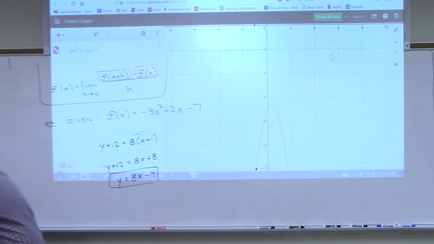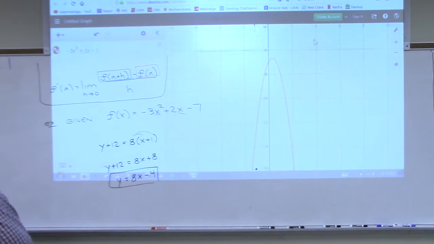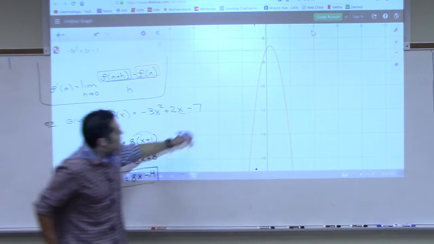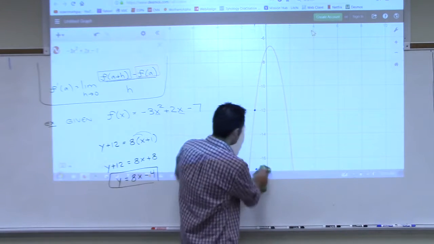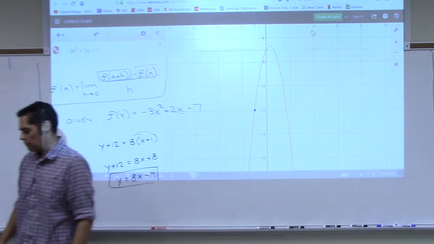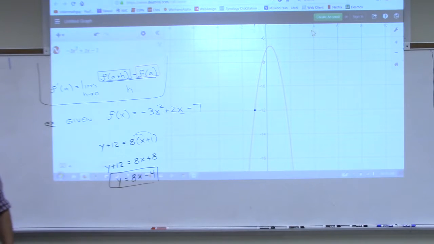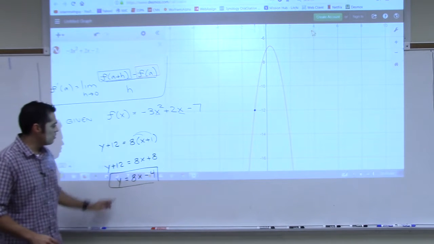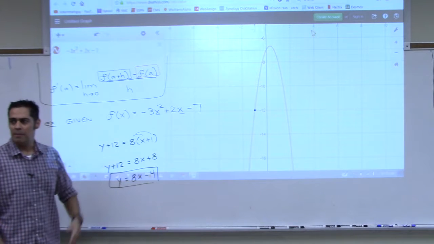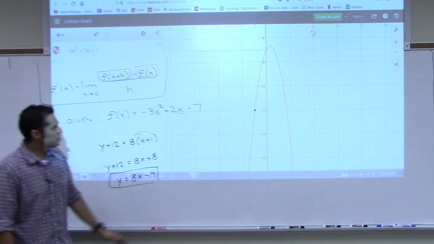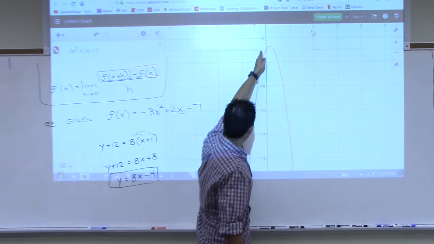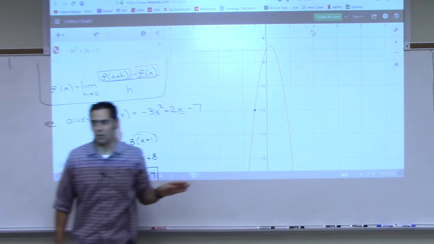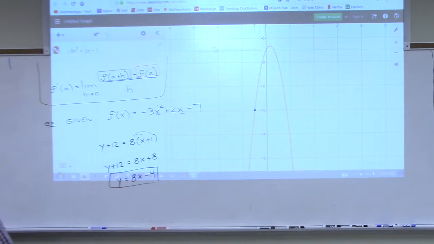Okay, I'm going to move this up so we can see something. So this is actually our point. What is the slope of the tangent line there? 8. But we just found the equation of the tangent line, right? So if I ask this computer to graph this line, what should happen? It should draw the line that goes right through that point and is tangent to the curve. Let's see if it happens.